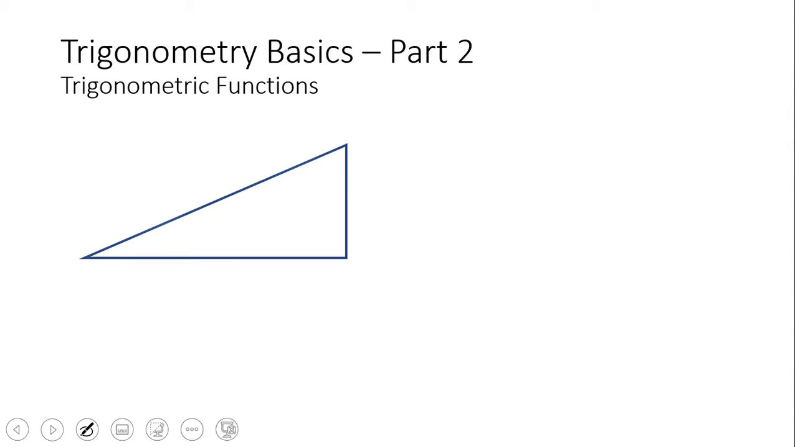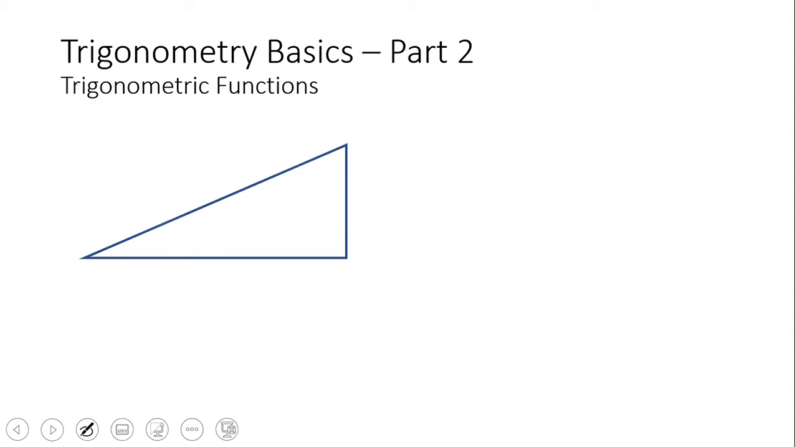Now that we've defined the Pythagorean theorem and we know how to use it, we can move on to defining and learning how to use trigonometric functions. These functions are important because they give us a relationship not only between the sides, but between the sides and the angles of a right angle triangle, and they will allow us to solve for one or two sides when we only know the hypotenuse and one of the angles.